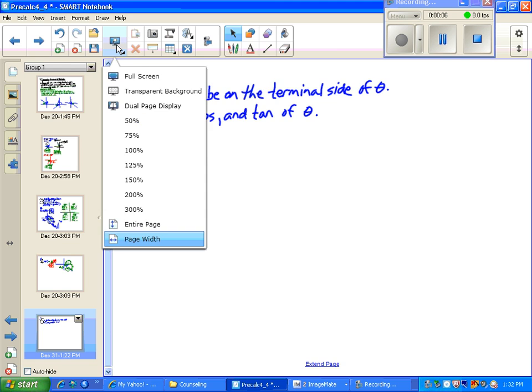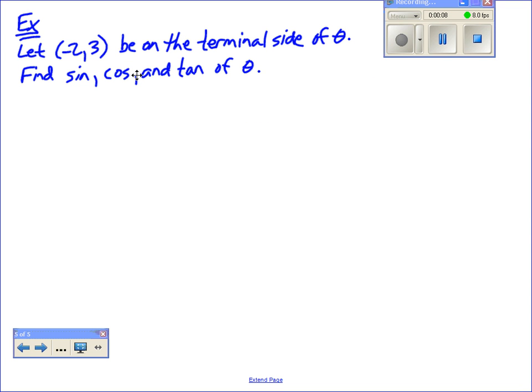Let's take a look here at another example. Let negative 2, 3 be on the terminal side of theta, and we're going to find the sine, cosine, and tangent of theta. And as I mentioned, you want to make these things visual whenever possible.